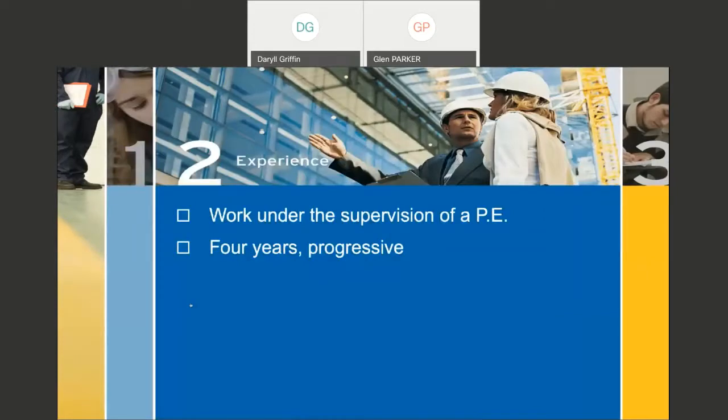The second part is experience. You have to work under the supervision of a licensed PE in the field where you're going to practice. And it says 4 years progressive, and that means, for example, you couldn't have 3 different PEs all certify the same year. It has to be 4 different years. And you have to have multiple professional engineers to write letters of reference for you.